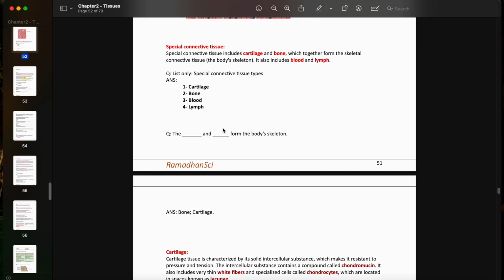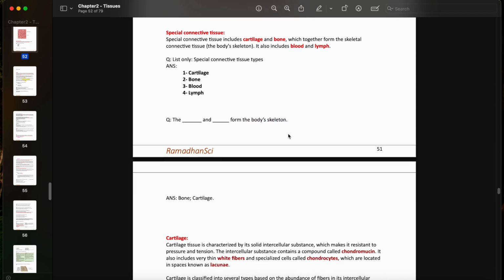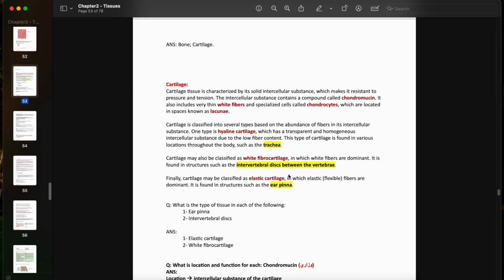Or you can, for example, have the question give one example for each of the following: a component of the skeletal connective tissue, and it's going to be either bone or cartilage. We're starting with the cartilage.